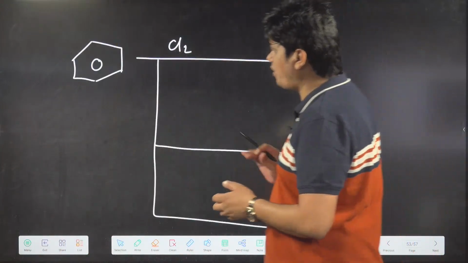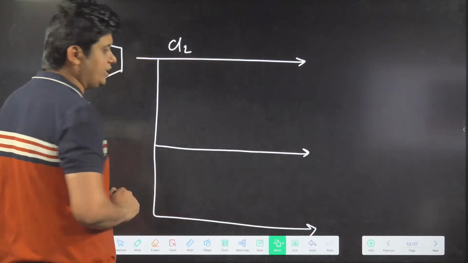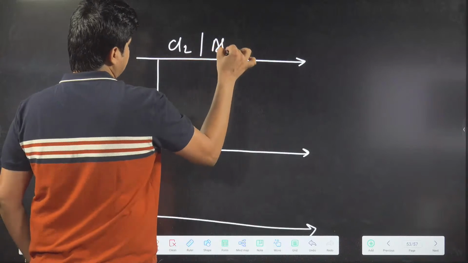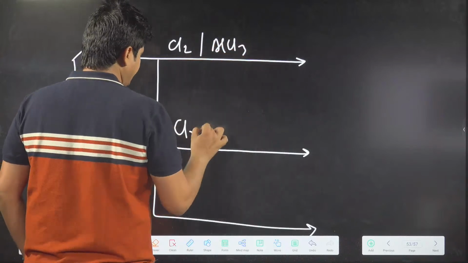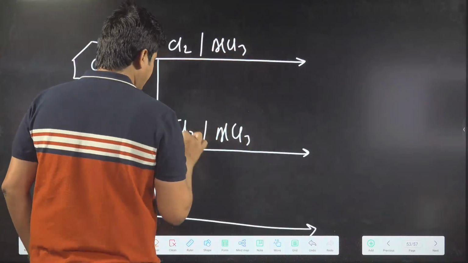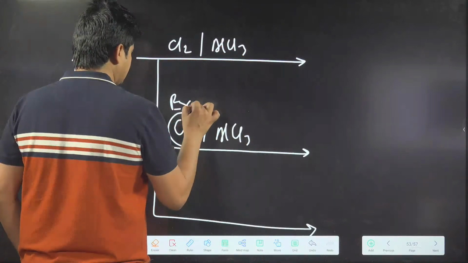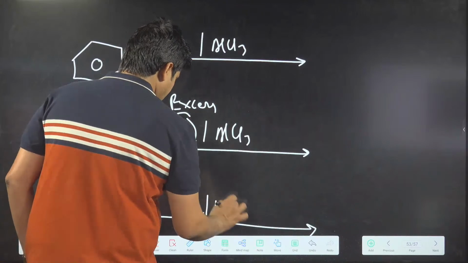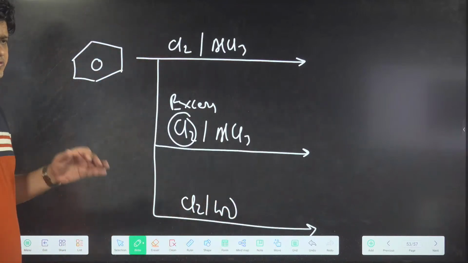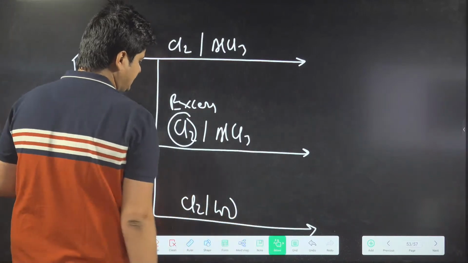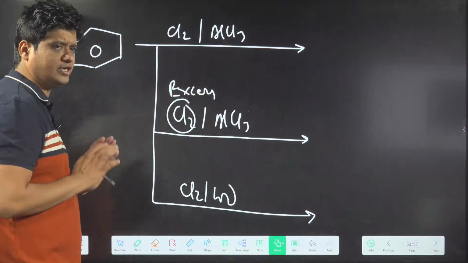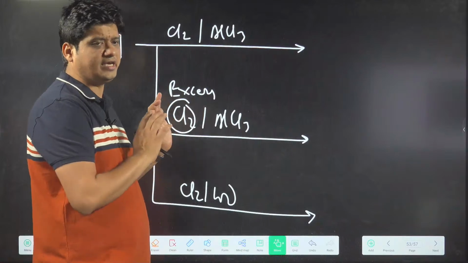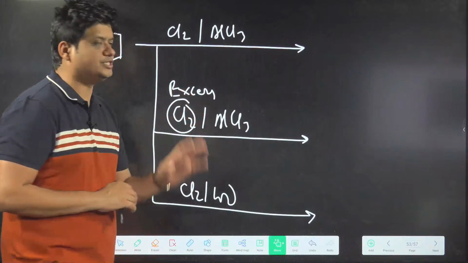Now, one very important case is there for benzene and chlorine. In one case, they are giving Cl2 and AlCl3. In the second condition, they are giving Cl2 and AlCl3, where the Cl2 is taken in excess. And in the third condition, they are giving Cl2 and H nu. These three are very important reactions for benzene.